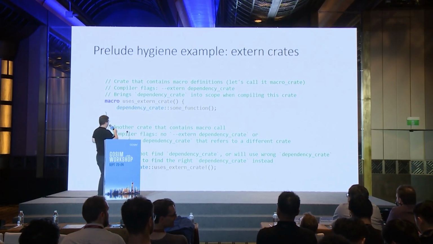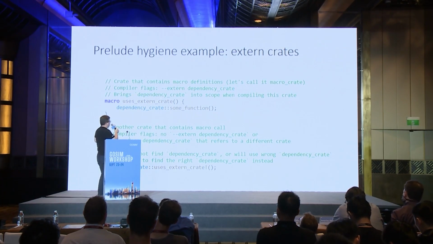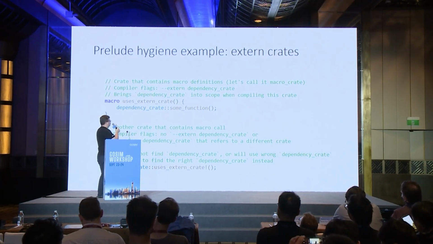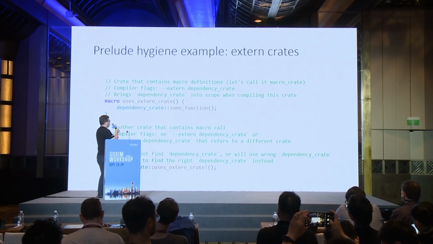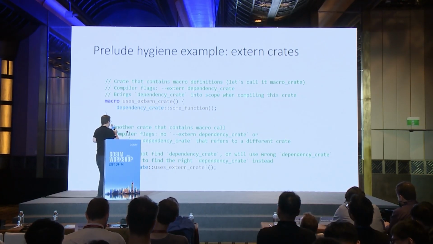Here we have a macro 2.0 that is supposed to resolve at definition site. And at definition site, we have this option passed external dependency crate that is supposed to make the named dependency crate globally available to this crate. So we should resolve it here.